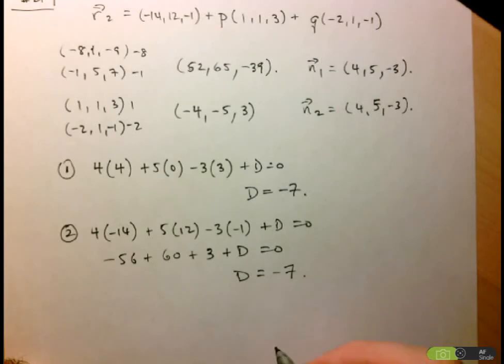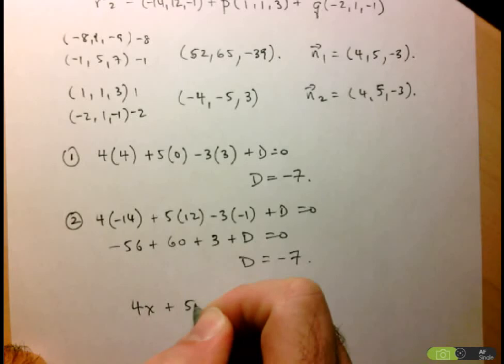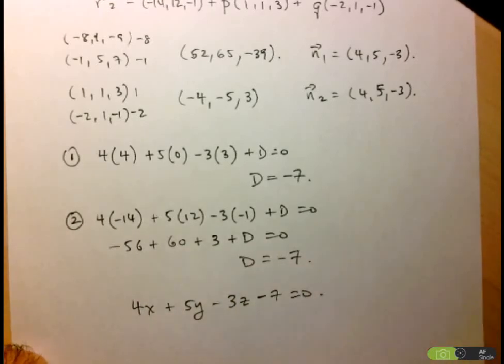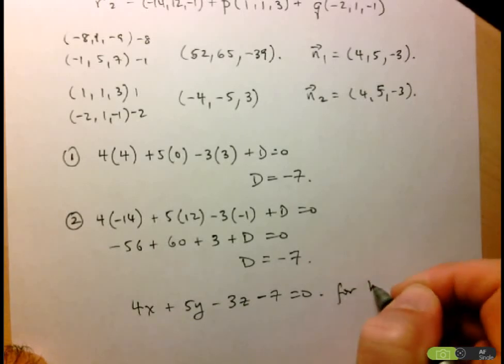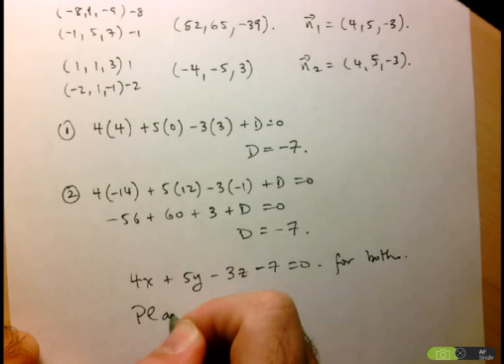So the equation for both of these planes is just 4x plus 5y minus 3z minus 7 equals 0 for both. That means the planes are coincident.